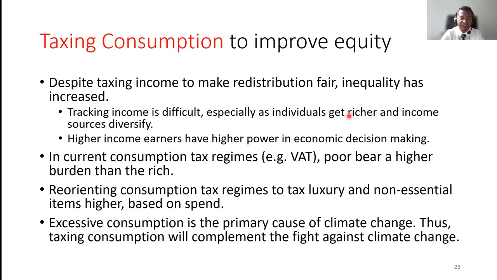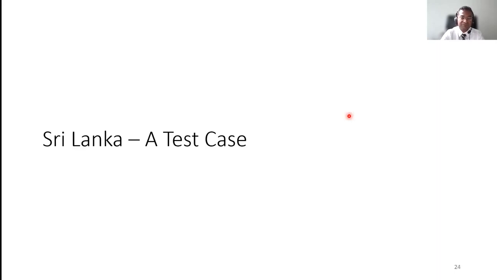Then taxing consumption. I think previous speakers also mentioned this. There is excessive consumption. And to redistribute income, we are taxing income. But is that sufficient? As people get richer and income sources diversify, it becomes very difficult to track income. So instead, can we look at taxing consumption? Right now, the current VAT systems make the poor bear a higher burden than the rich. So can we use technology, I think it's already possible, to make taxes dynamic and linked to your consumption? And that will also prevent or slow climate change.